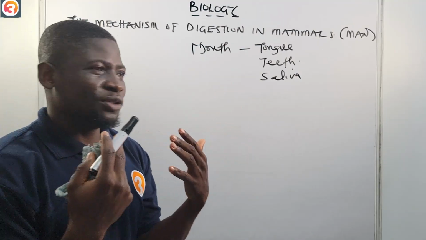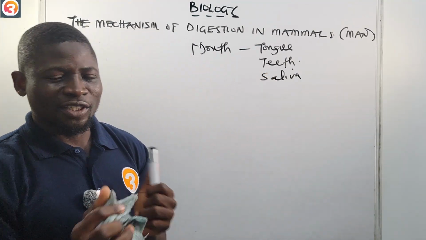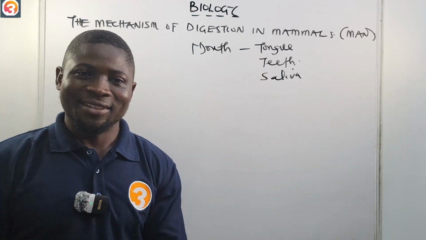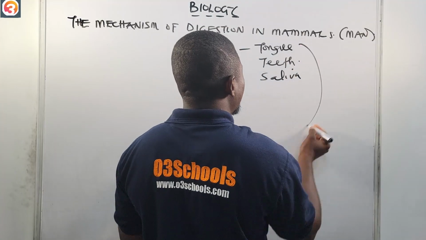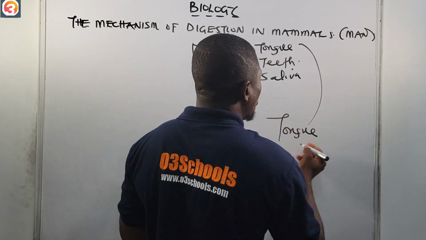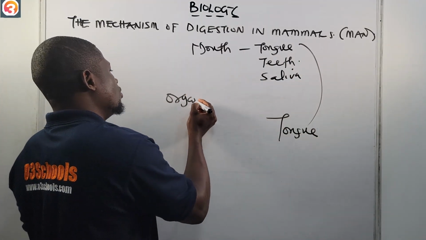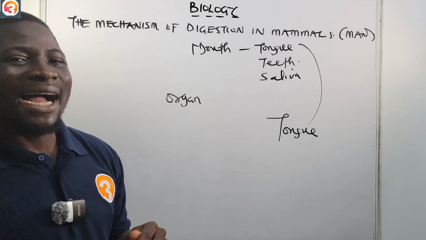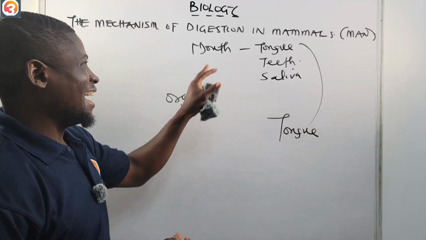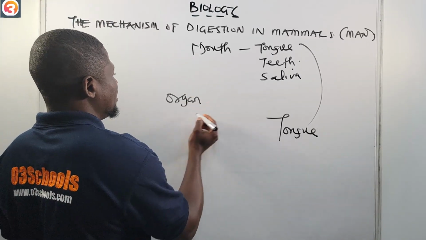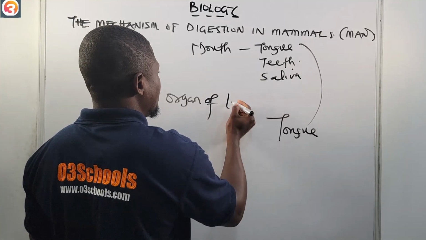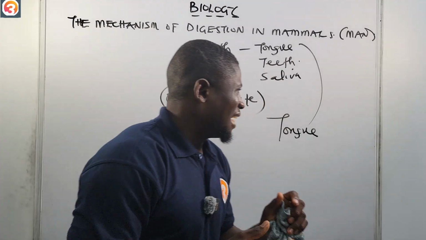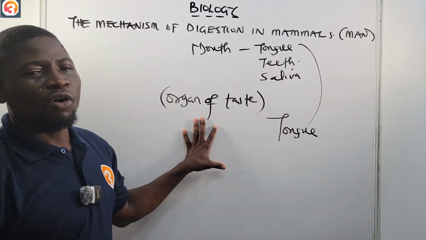When you take in food, your teeth will first of all crush the food. As it's crushing the food, what will the tongue be doing? The tongue is the organ for taste. We say it's a fleshy, muscular organ located at the back of the mouth. It enables us to taste food. So the tongue is the organ for taste.